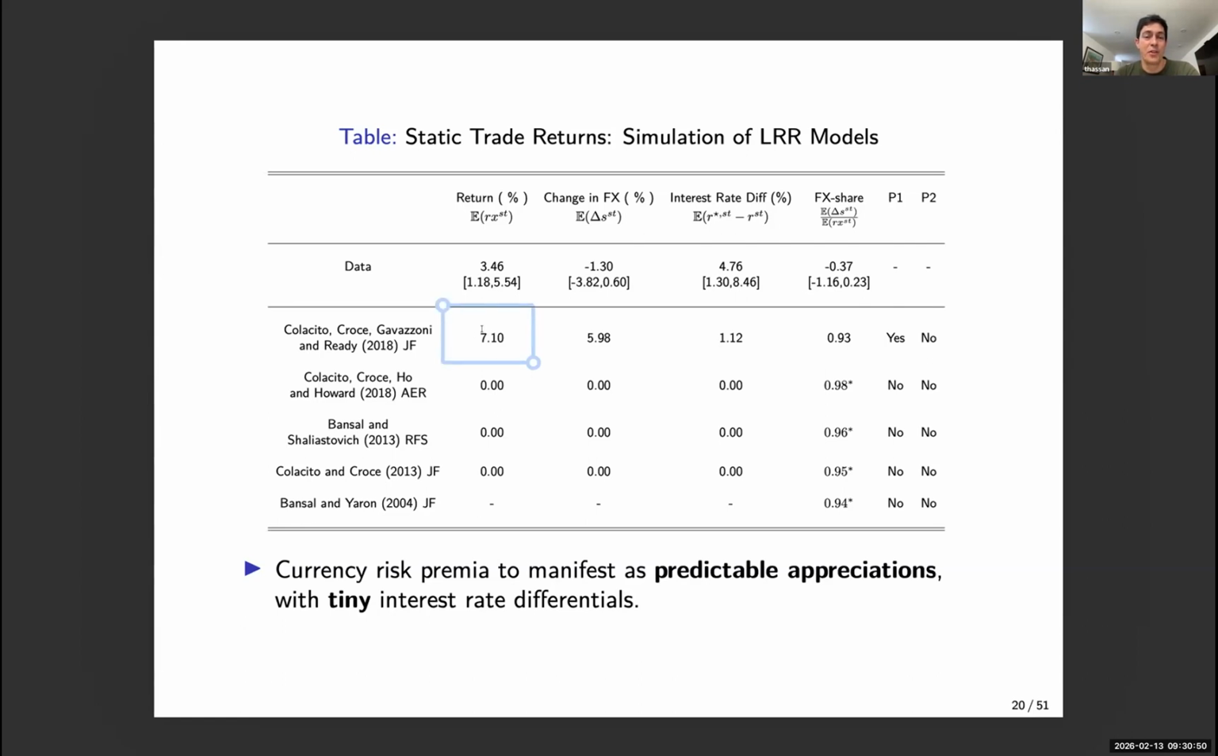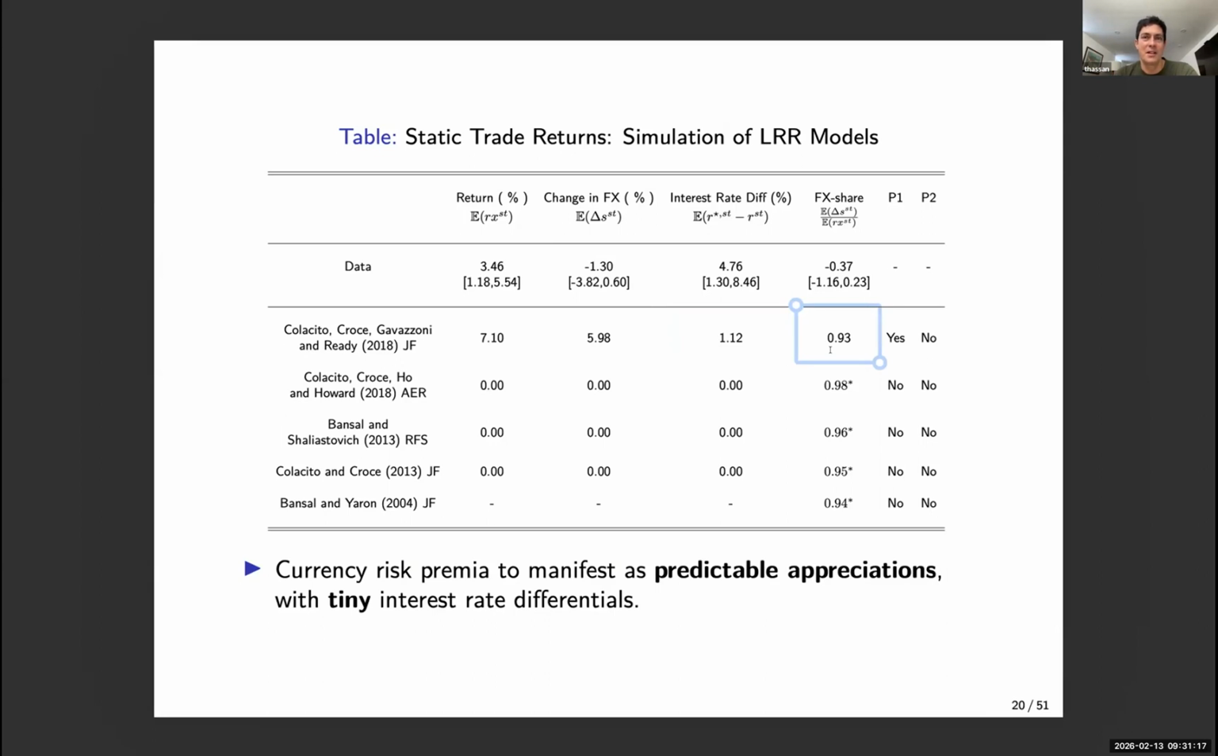So it produces a reasonable carry trade with an annual return of 7. But then if you look at the interest rate differentials, they're tiny. In the data, the interest rate differentials should be something like 4.7. In the model, it's 1.12. And the reason for this is that the FX share, that ratio of (1 minus gamma) over (1 over psi minus gamma), is 93%.